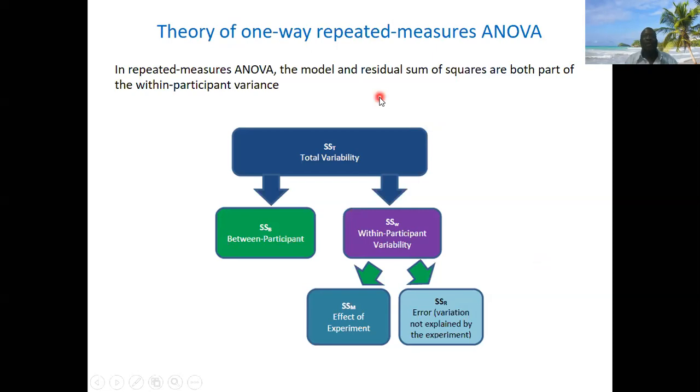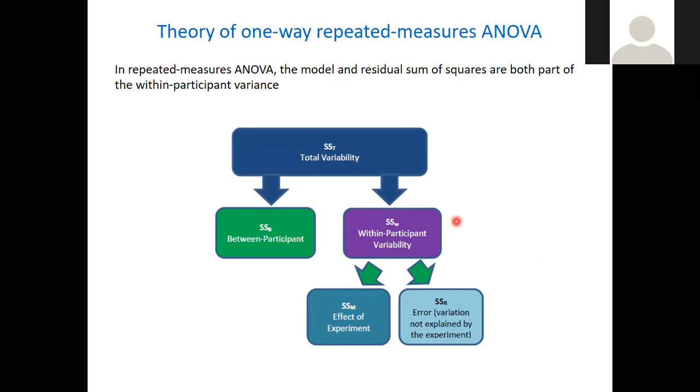The theory of one-way repeated measures ANOVA. In repeated measures ANOVA, the model and residual sum of squares are both part of the within-participant variation. Can you see the reason I didn't want to reuse that model? We refuse to use between again. In independent, in one-way ANOVA or independent ANOVA, there is no repeated measure.